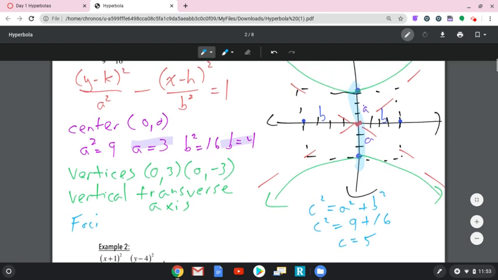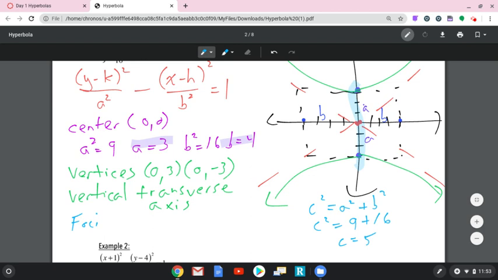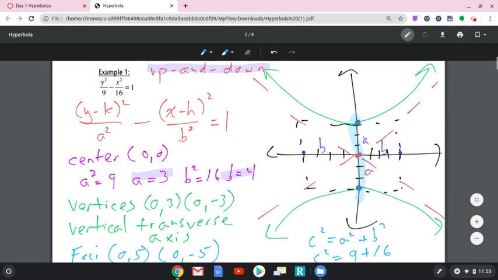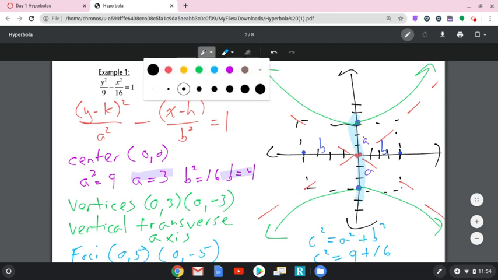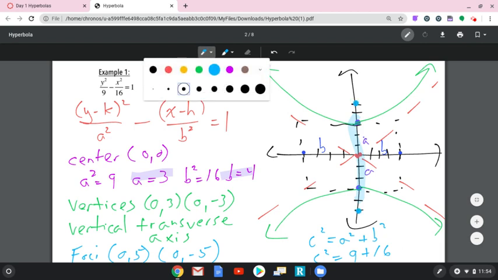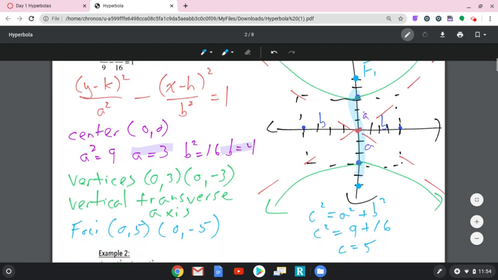So with the foci, since it's up and down, we add that c value to your k. So it would be 0, 5, 0, negative 5. So that would be my two foci. If I wanted to mark it, which you're going to need to know how to graph the foci, just make sure that you're aware. I'd have foci 1, foci 2. And that would be my hyperbola.